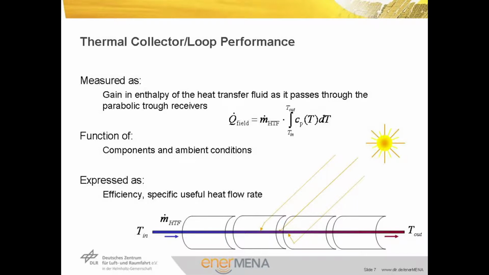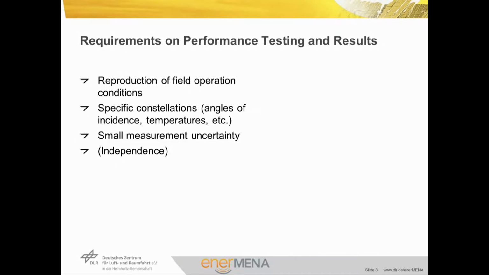The useful thermal power of the solar system determines the power available to a steam cycle or other subsequent uses. In order to relate this useful thermal power to the available solar power and prevailing ambient conditions, these are recorded during performance testing as well. Finally, the system performance is expressed as efficiency or specific useful heat rate or power for a set of meteorological boundary conditions. In order to draw conclusions on system performance under actual solar field operation conditions, a set of testing requirements is to be fulfilled.